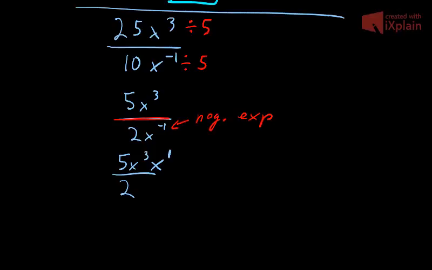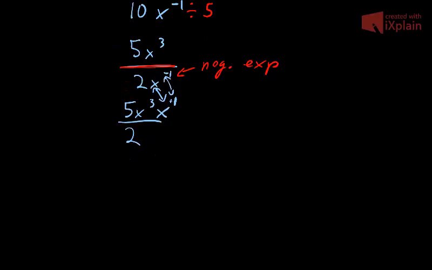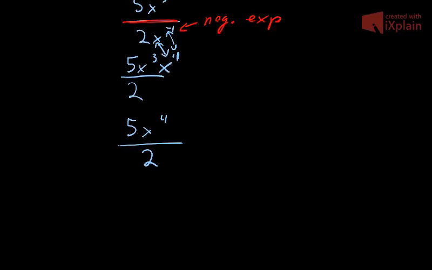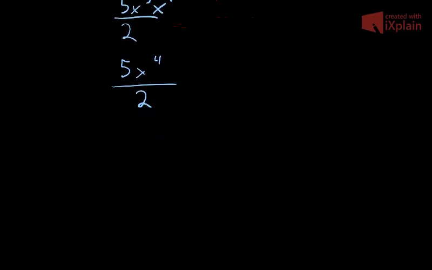So if you look here, this x moved from the bottom to the top, and this became a positive 1 instead of a negative 1 on the bottom. And after that, x cubed times x better be x to the 4th, and I have 5x to the 4th divided by 2. And that is a lot of the review that we've done. I know that's taken up a majority of the video. That's okay, because the concept we have today is to simplify them with the same denominator.